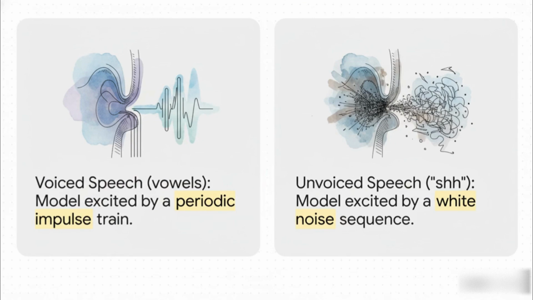So LPC creates this digital model of a human throat and mouth. And then, instead of sending the sound, it just sends a tiny packet of instructions. For voiced sounds, like your vowels, it's like telling the model to vibrate at a certain pitch. For unvoiced sounds, like shh, it's like telling it to just push out a burst of noise. So you're not sending a recording of the sound, you're sending the recipe to recreate that sound perfectly from scratch on the other end. Wild, right?